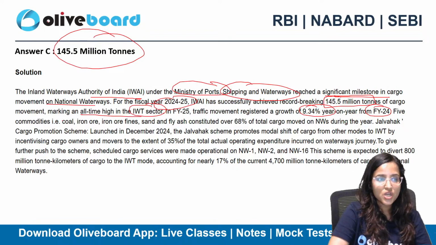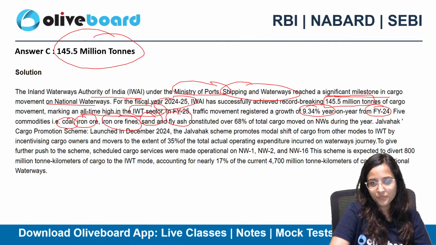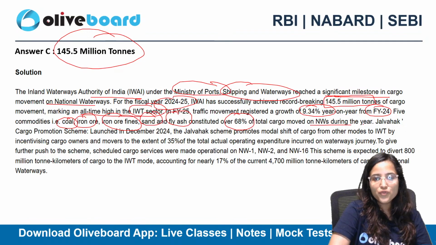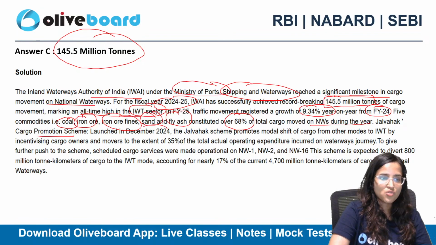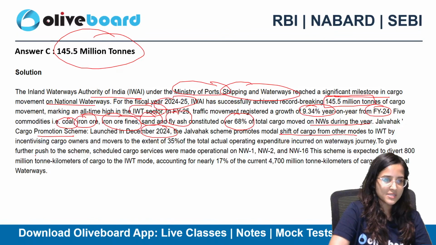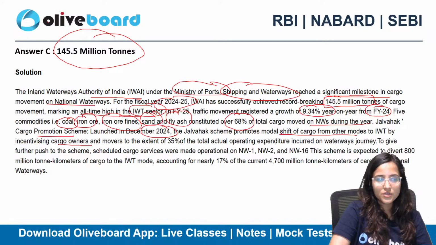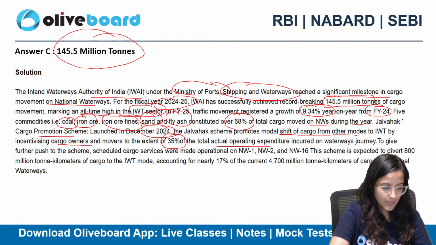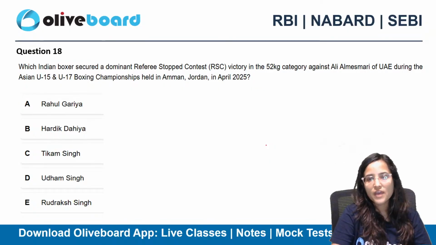Five commodities, which are coal, iron ore, fines, sand, and fly ash, constituted over 68% of total cargo moved on NWs during the year. The Jalvahak Cargo Promotion Scheme, which was launched in 2024, promotes modal shift of cargo from other modes to IWT by incentivizing cargo owners and movers to the extent of 35% of the total actual operating expenditure. So it is 145.5 million tons.